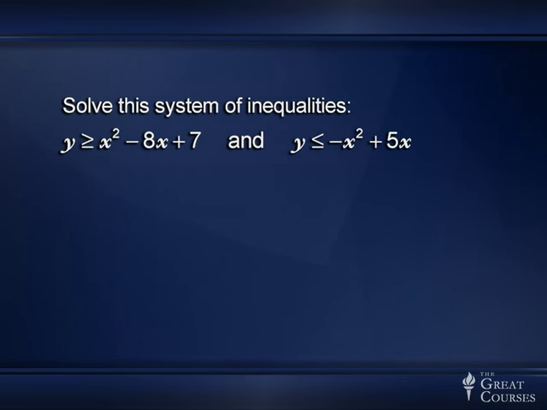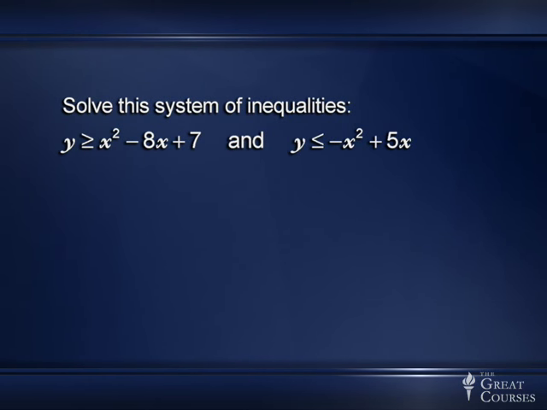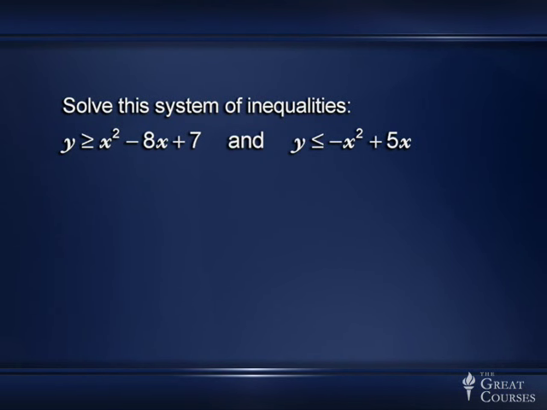We're going to draw in the boundaries. We're going to shade in each individual solution set. We'll look for the intersection, and the intersection will be the final answer. So let's do the following example. Solve the system of inequalities. y is greater than or equal to x squared minus 8x plus 7, and y is less than or equal to negative x squared plus 5x.